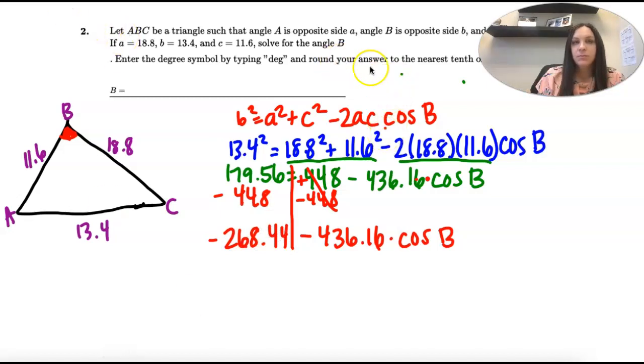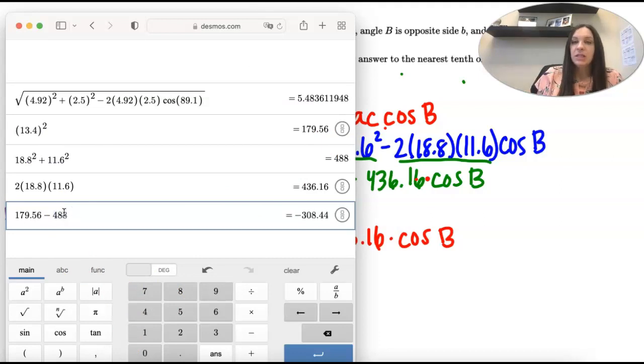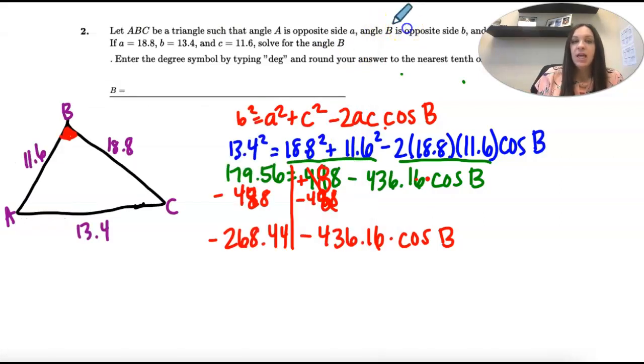As I just looked over, something was wrong. This is 488. How often do you guys do that? Write stuff down wrong? All the time, right? It's what we do. So this is 488. So it's negative 308.44. Sorry about that. It's always the little things that get us, right?